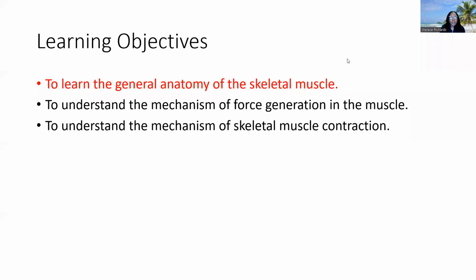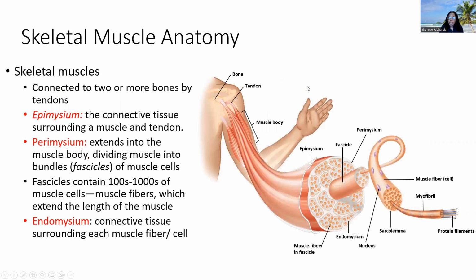So you should have reviewed the first learning objective, to learn the general anatomy of skeletal muscle. And then the second and third objectives, we're going to talk about later on towards the end. So just to run through the things that you should be highlighting: the structure of muscle.